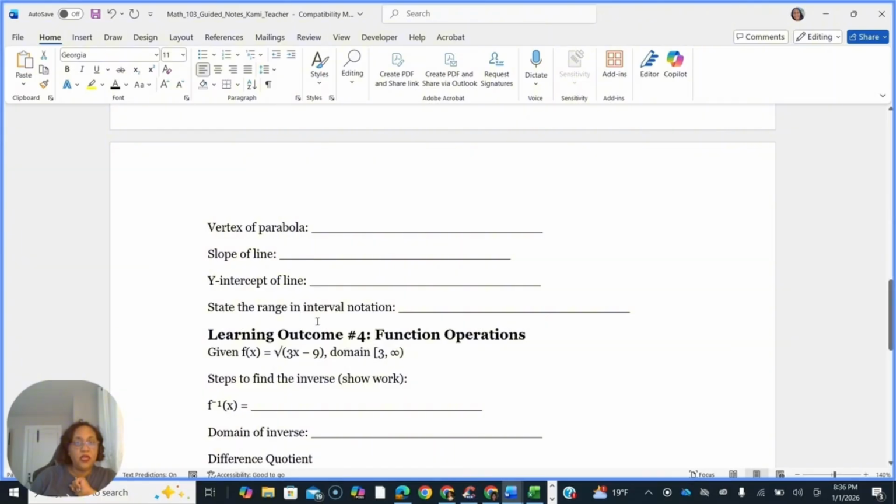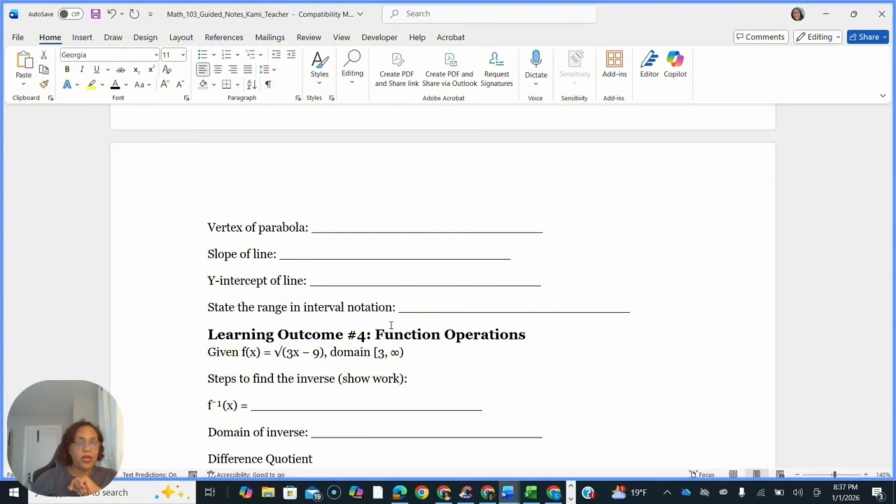And then state the range in interval notation. So the range would be the lowest point on the parabola, which is -4. The line starts at f of 2 from the parabola at x equals 2. The line actually starts just above that and goes to infinity. So the overall range is from -4 to infinity.